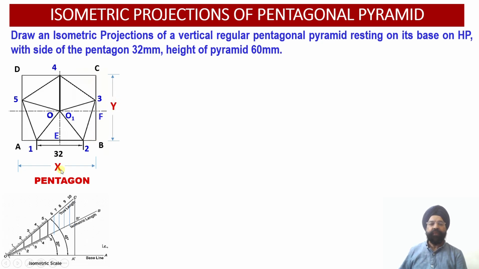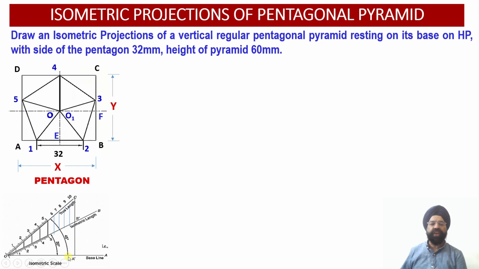So this longer edge of the rectangle will be X millimeter, and the shorter edge of this rectangle will be Y millimeter. We are going to measure the exact dimensions, and all these dimensions will be true lengths. Having drawn this rectangular figure inscribing the pentagonal shape, the next step is to start the construction of the isometric projections of the pentagonal pyramid.